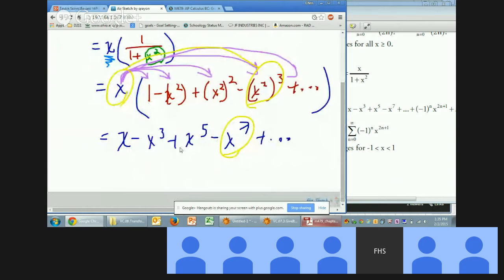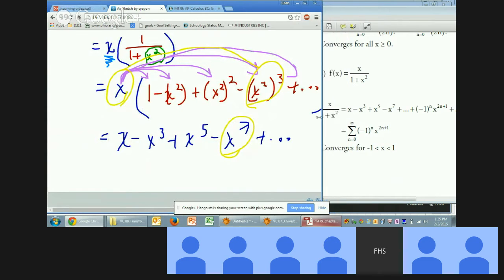x minus x cubed plus x to the 5th minus x to the 7th plus dot dot dot. And then if you compare that to what's in my answer key, I did the same thing there. I just also showed the sigma notation, which is a much more condensed, compact way of writing it.